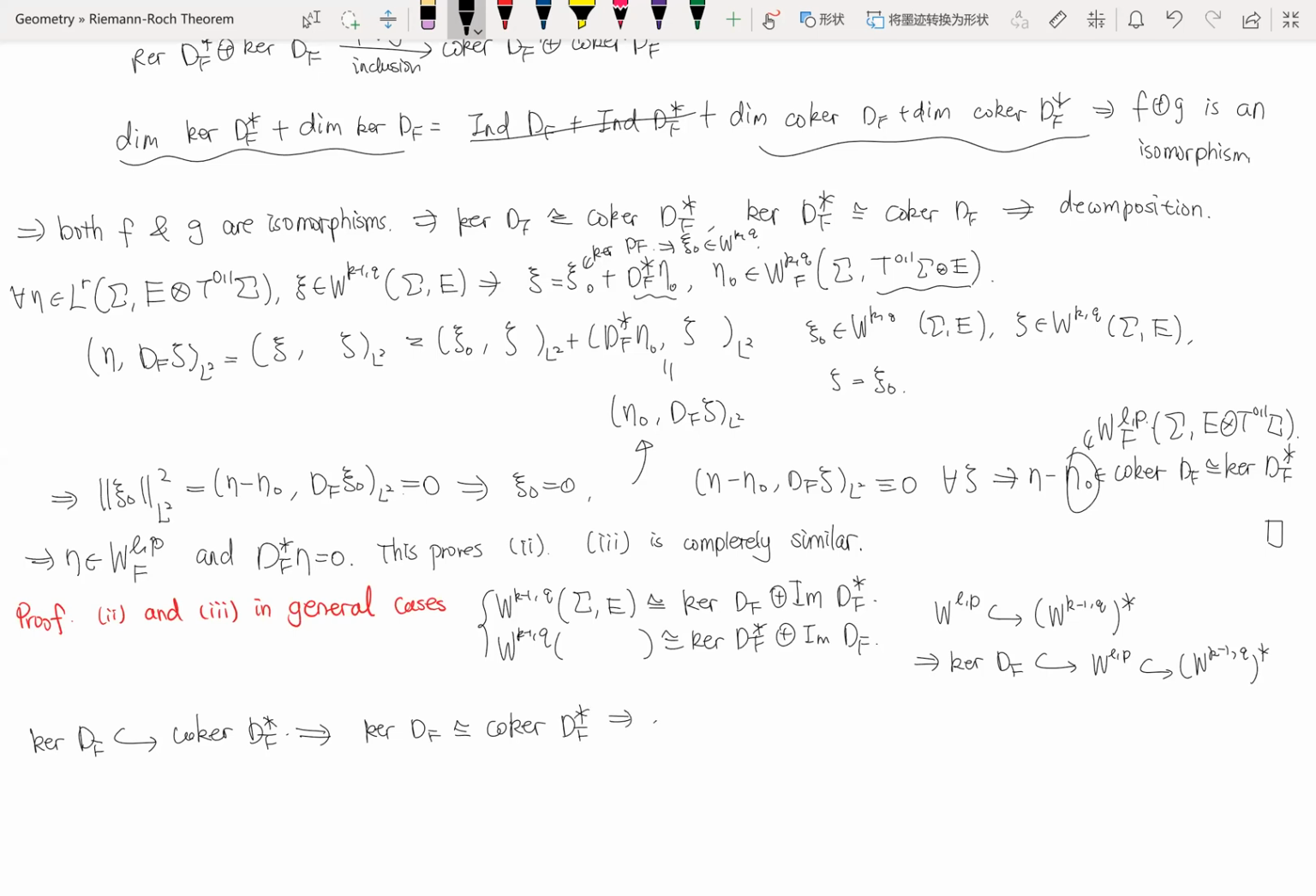So we have the decomposition. And with this decomposition, it is easy to verify that the decomposition will give us statements 2 and 3.